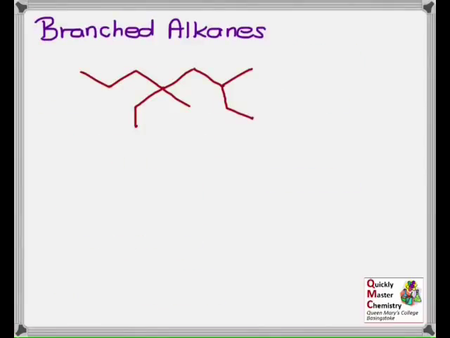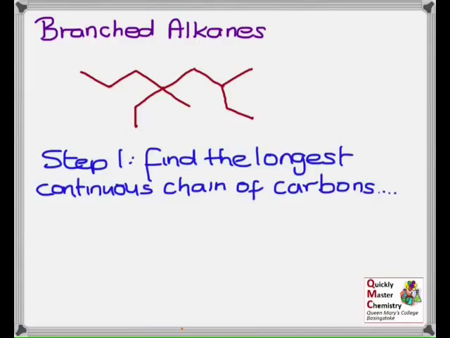Well, hopefully that makes naming alkanes look quite simple, but there's a bit of complexity introduced when we consider the fact that alkanes can have branches of carbons coming off the chain. So we need to extend the rules to be able to name branched alkanes, and we'll introduce this as a series of steps. So here's an example that we'll be using to introduce this system, and the first step is to find the longest continuous chain of carbons in the molecule.